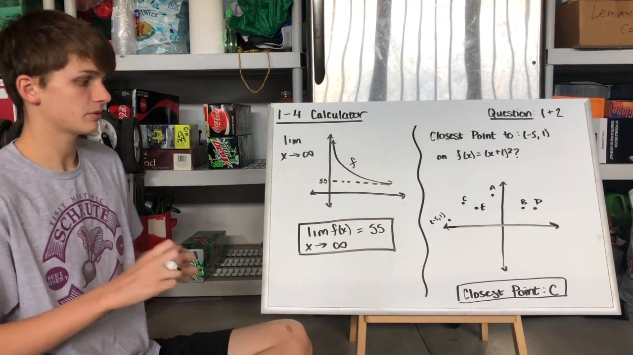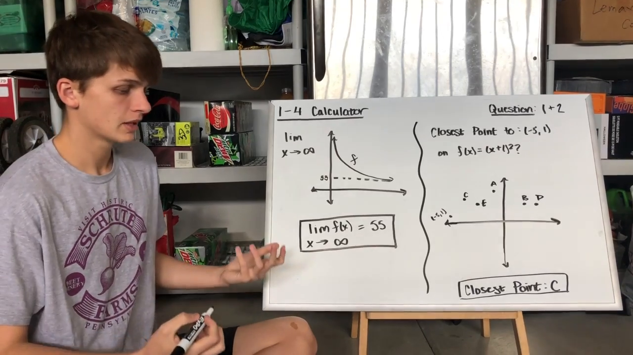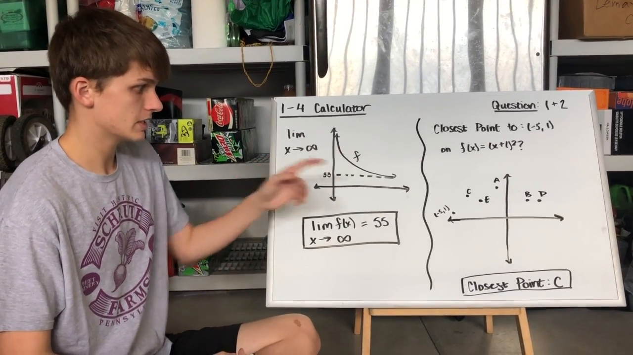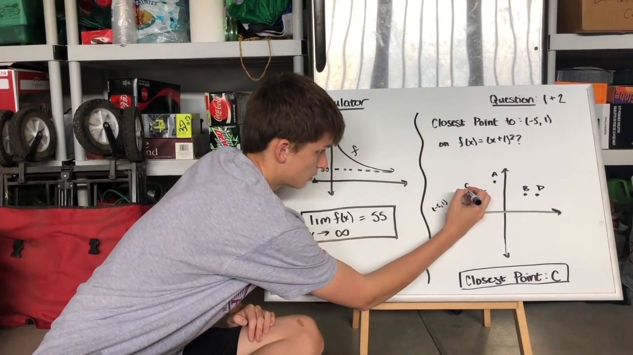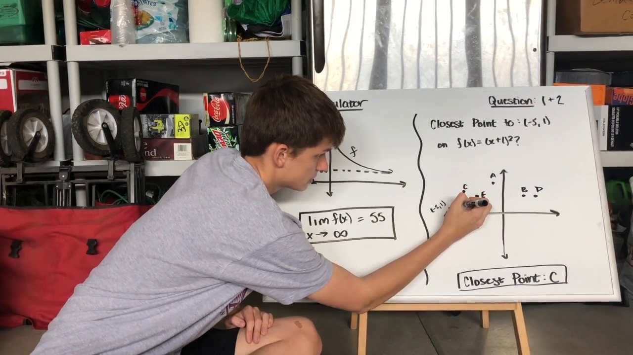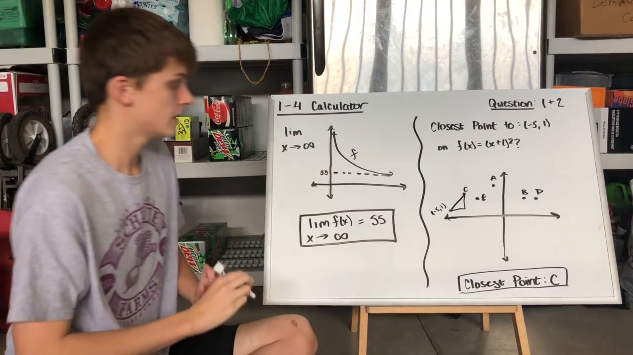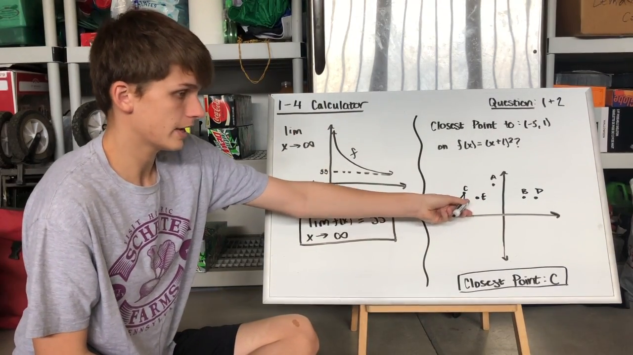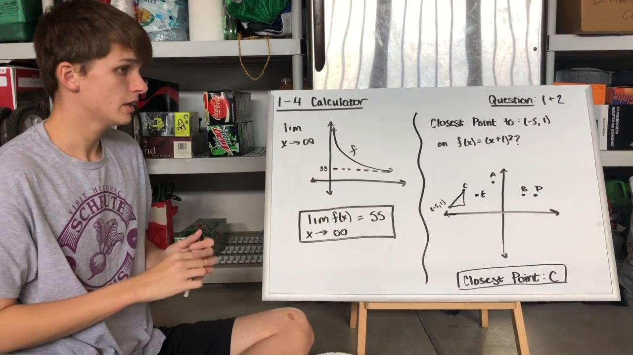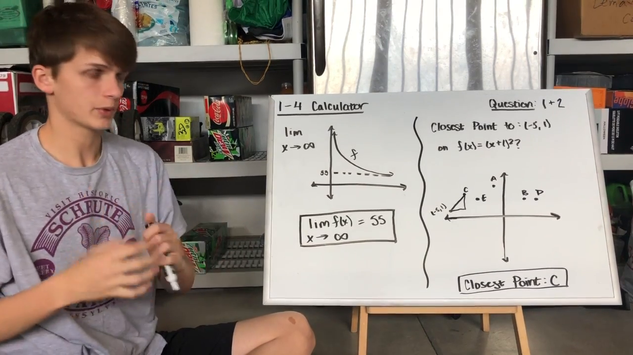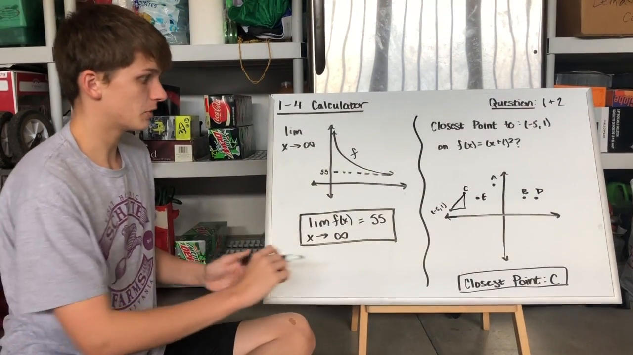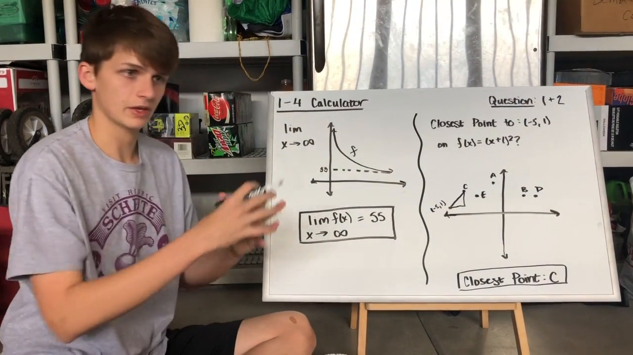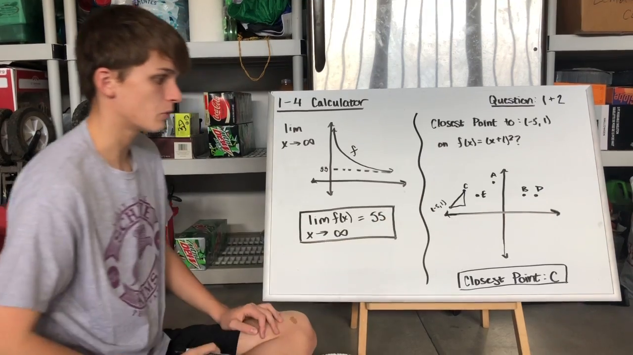So for example, if I want to evaluate the distance between negative 5, 1 and c, we can make a triangle where this is the hypotenuse and then we have our two legs. So we can square the legs, add them together, and then take the square root of that to find the distance here. And whichever point has the smallest distance in terms of the hypotenuse length is the closest point.